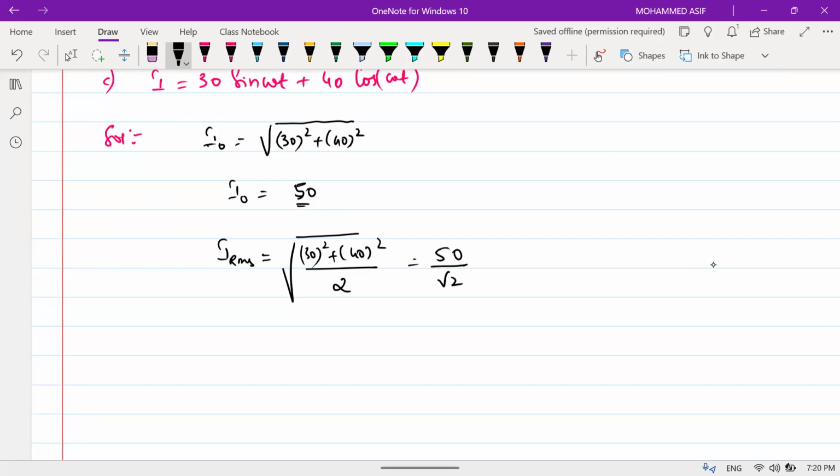Because IRMS is nothing but I naught divided by root 2. I naught value I already got as 50. So it is 50 divided by root 2. 50 divided by root 2 is 25 root 2 amperes. Done?